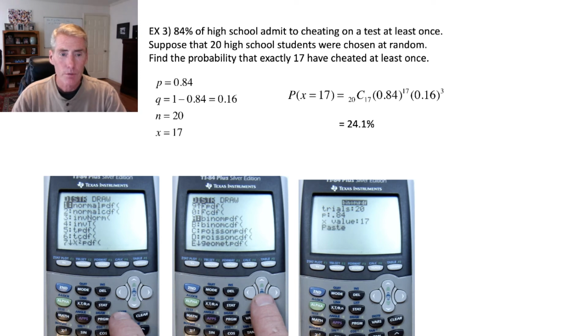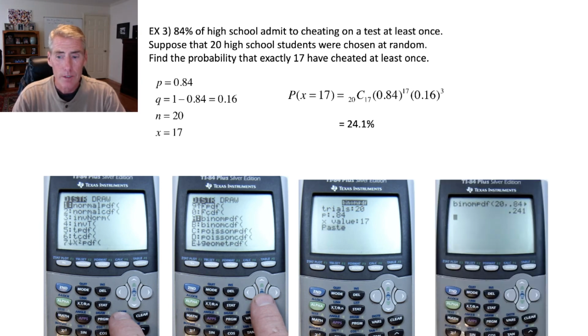It's going to ask for the number of trials, 20. The P is 0.84. You don't have to tell it the Q because it can figure this part out itself. And then you have to tell it the x value is 17, and then it's going to do this formula for you. So I would recommend that you don't even use this formula, you use the calculator with the binomial PDF. At the bottom, that will paste it onto the screen, and then you need to hit enter. And then it's going to give the same answer, 0.241, or if you change that to a percent, 24.1%.